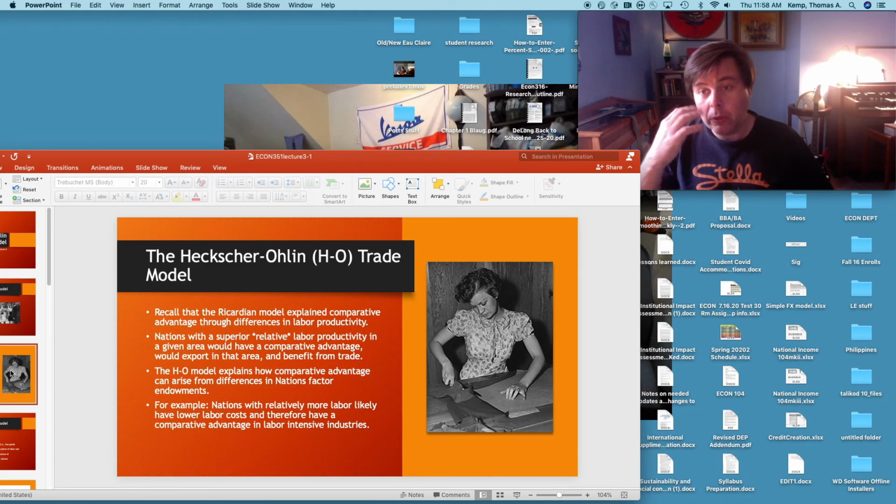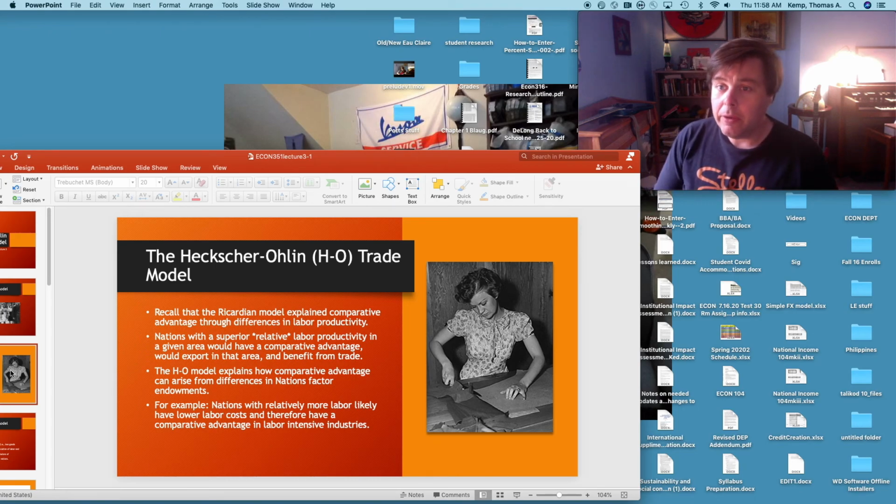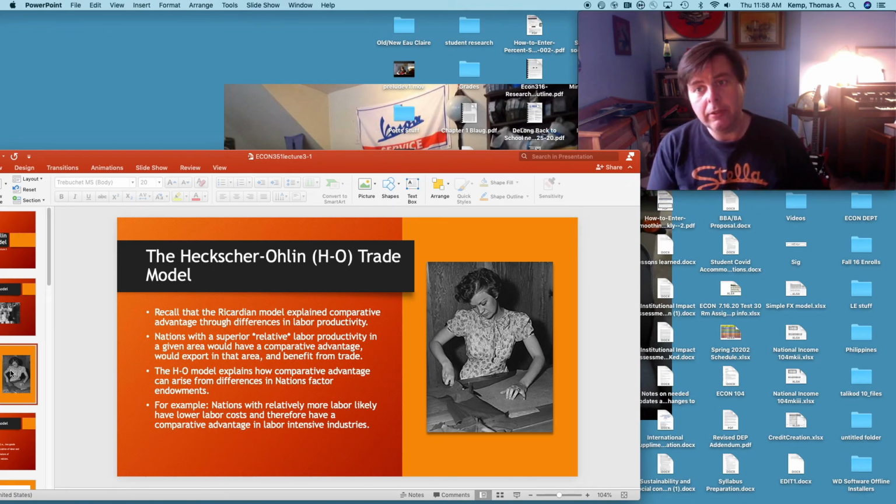So recall that in the Ricardian model, the gains from trade as well as the basis for trade derive from differences in labor productivity, right? So if nations specialized in areas where they had relative productivity advantages, then they would both be able to benefit from trade. And those would also be the areas where they have the lowest opportunity cost, therefore the comparative advantage, therefore benefit from trade. Okay.